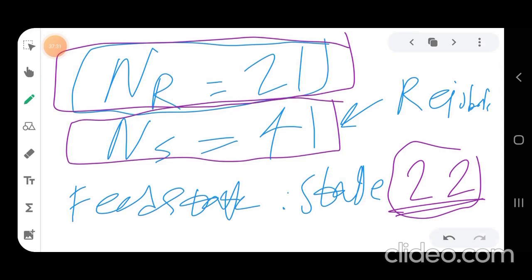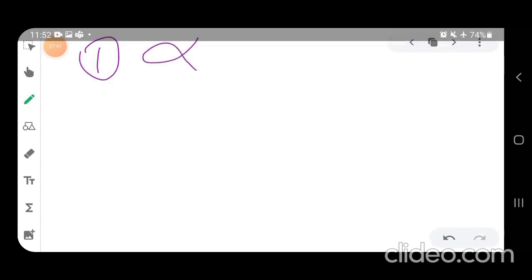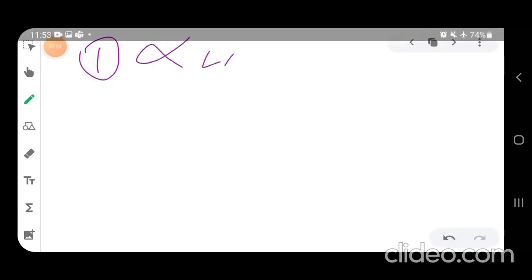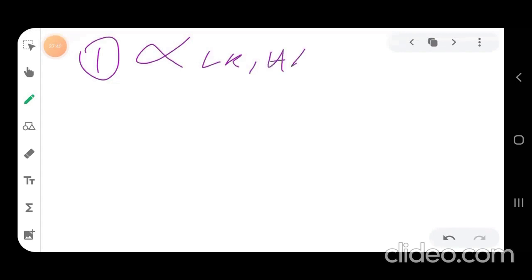So let me summarize it again. Step 1, what we did is that we found the relative volatility. We found the relative volatility for the light key, for the heavy key, and for the light non-key. And if we have a heavy non-key, we will find it, of course, also. And we find these relative volatilities with respect to the heavy key.